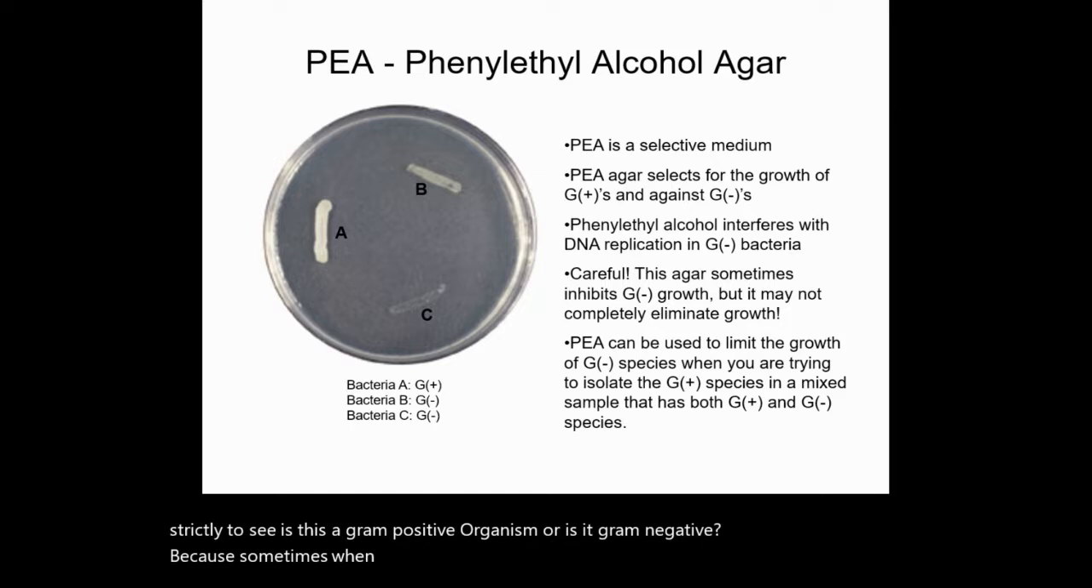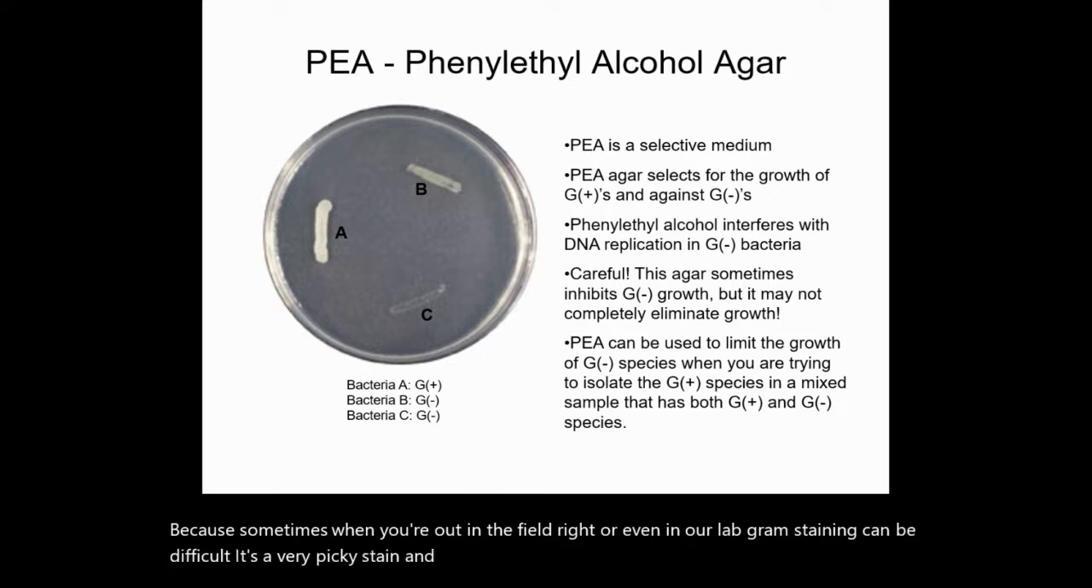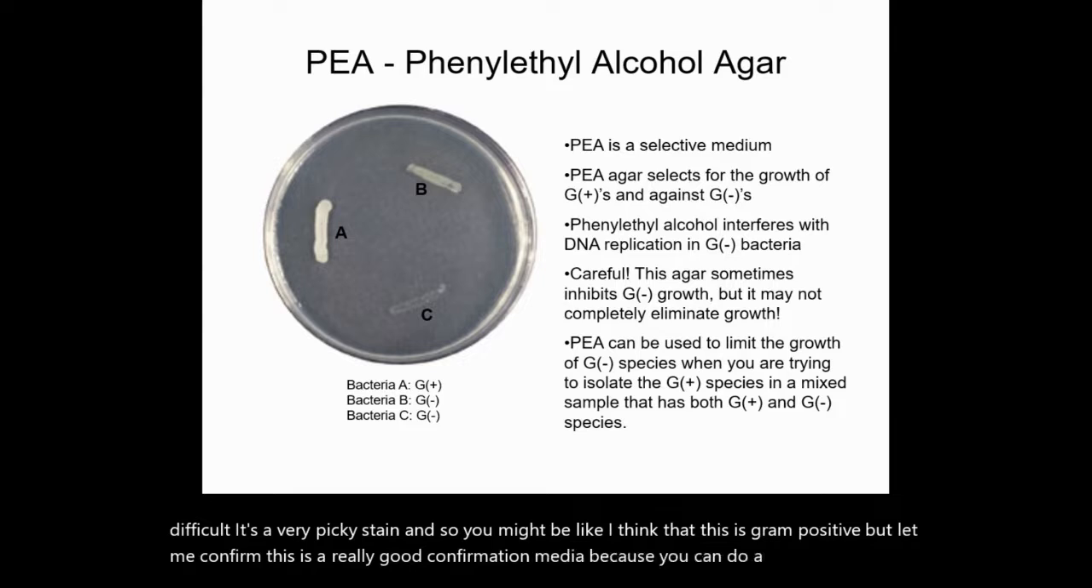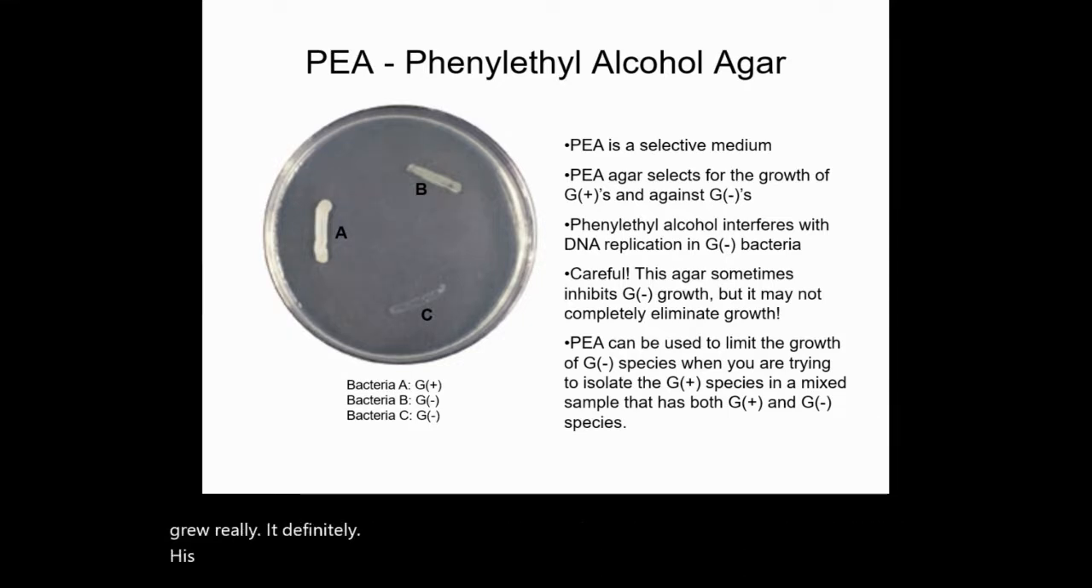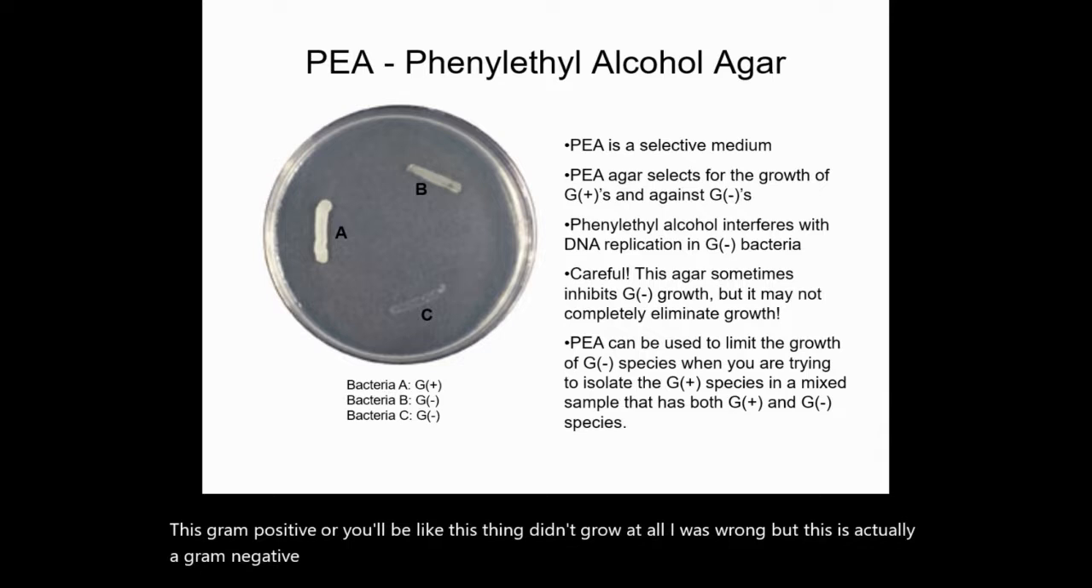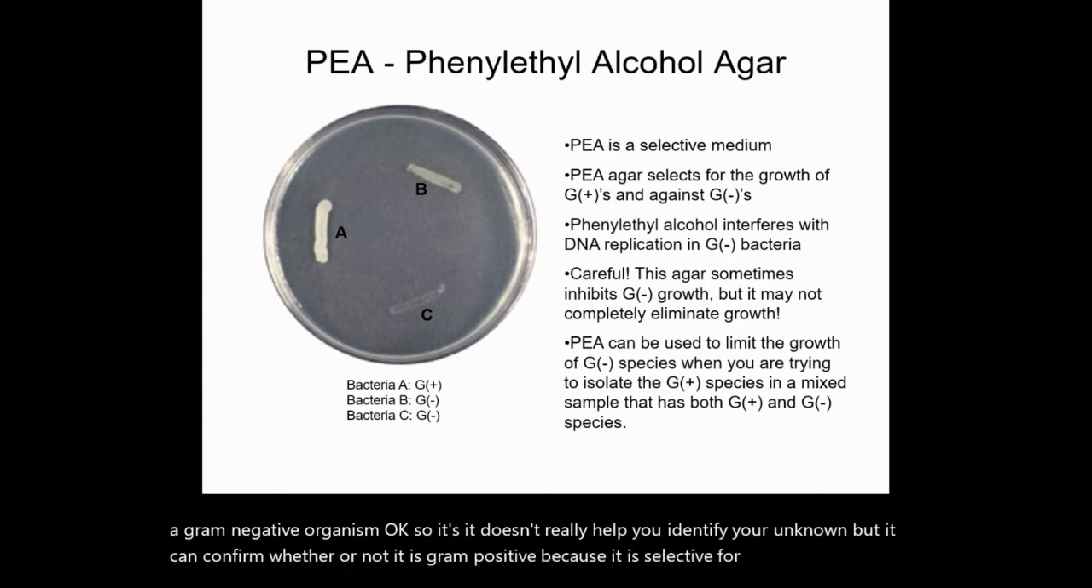Because sometimes when you're out in the field, right, or even just in a lab, gram staining can be difficult. It's a very picky stain. And so you might be like, well, I think that this is gram-positive, but let me confirm. So this is a really good confirmation media because you can do a very quick spot inoculation. It takes about 20 seconds. And you can look at it the next day and be like, okay, this grew really well. It definitely is gram-positive. Or you'll be like, ooh, this thing didn't grow at all. I was wrong. This is actually a gram-negative organism. Okay, so it doesn't really help you identify your unknown, but it can confirm whether or not it is gram-positive because it is selective for gram-positive organisms.